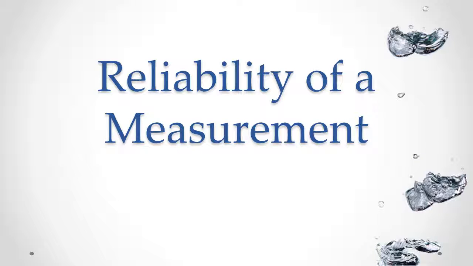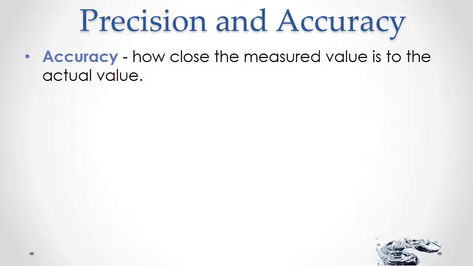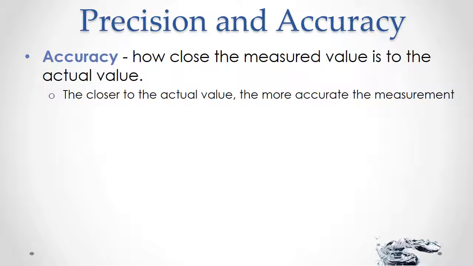Now let's take a look at the reliability of a measurement. We have two options that we can look at when we're talking about reliability. That is precision and accuracy. Accuracy is how close the measured value is to the actual value. The closer to the actual value you are, the more accurate your measurement is.